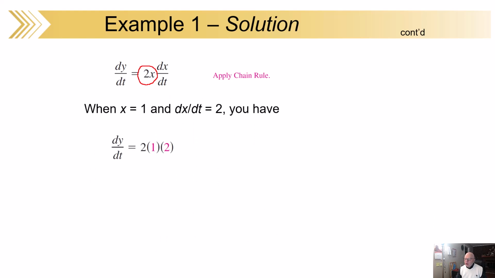Now, what we're interested in is when x equals 1 and dx/dt is 2, what is dy/dt? All we need to do is put in what we've been given, the 1 for x, and the 2 for dx/dt. There in red are our two insertions, a simple multiplication, and our dy/dt is 4. That's how y is changing with respect to time.